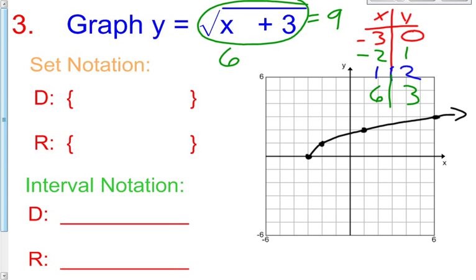If you want to do it on your calculator, I invite you to do that, class. You're more than welcome to do that. Just make sure you go to the table and pick those convenient points. All right, my domain and my range.